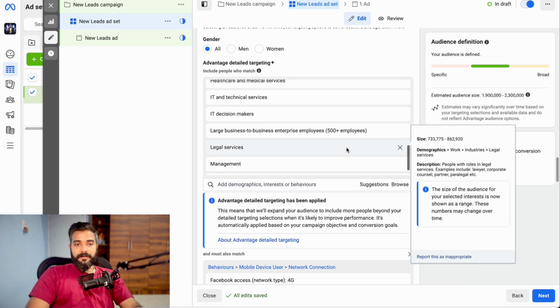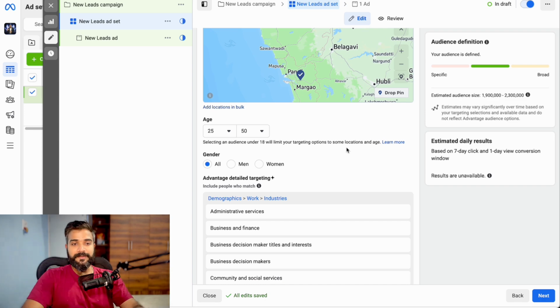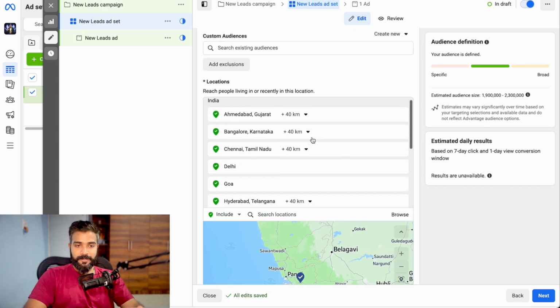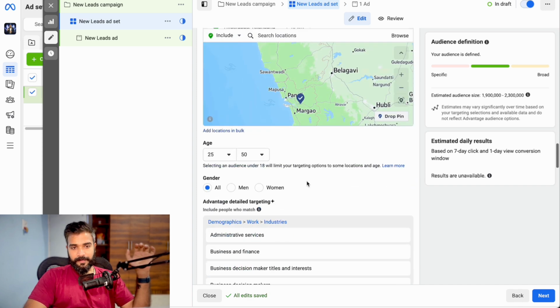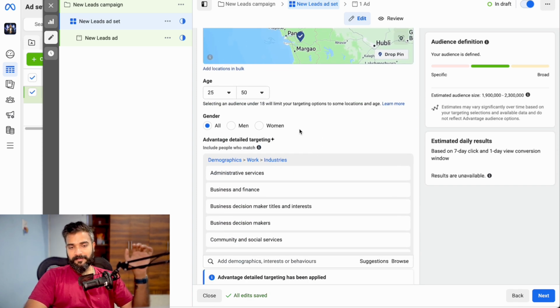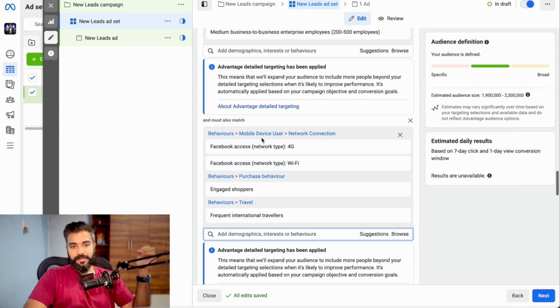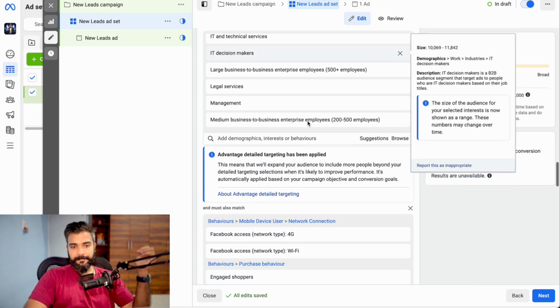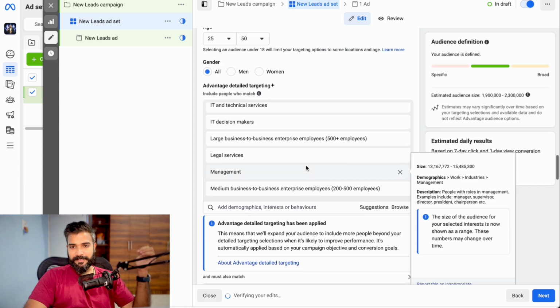Again, now you have to understand what instructions we have given to people. We want, hey, Facebook or Zuck, I want people from these cities whose age is between this, who are from this gender, and who are working in these particular organizations who have these behaviors, right? I might remove 4G itself. I think everybody has 4G nowadays, right?